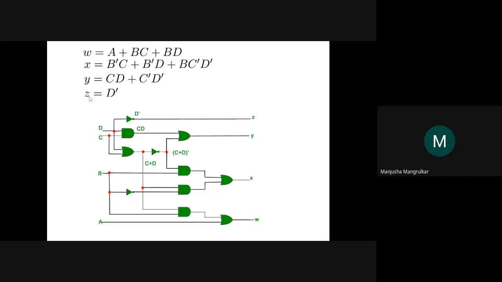Now, suppose I want Z, so what is my Z? Z is just the D complement. So what is here? Only the NOT gate. So what will we get? Z is equal to D complement, right?